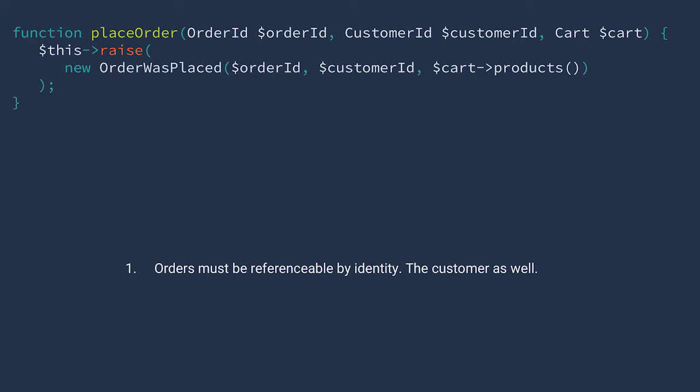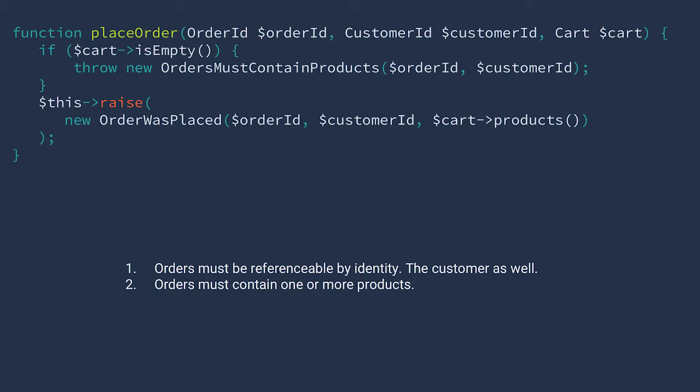What's next? Well, we can't have an empty product list. A valid order must contain at least one product, so let's guard that. Here, we simply have to add an if statement. If the product list is empty, we throw a specific exception that explains why. Throwing the exception here prevents the order was placed event from being raised, and it allows us to manage and react to the error from different layers in our application.